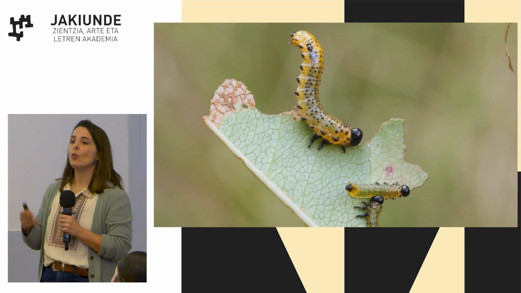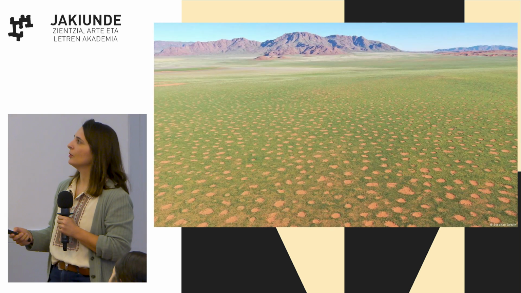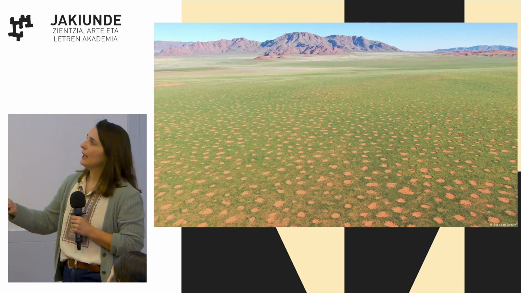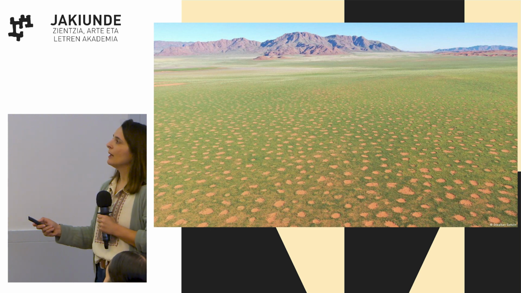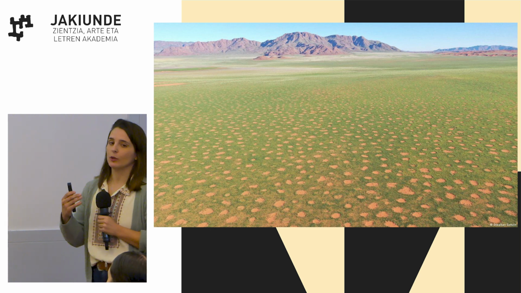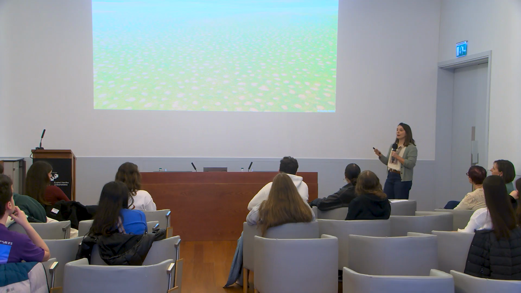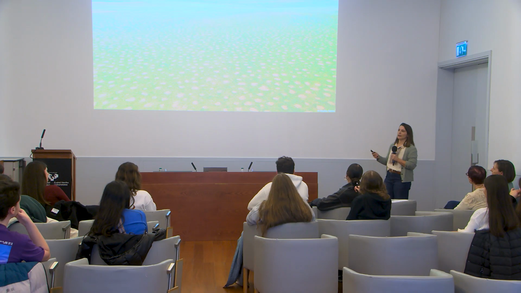And interactions can be way more complex than this. So, for example, this is Namibia, and these are formations that you can see in Namibia that for a long time have been called fairy circles. And people there didn't really know why there were circles like this in the landscape. And recently, they figured it out.